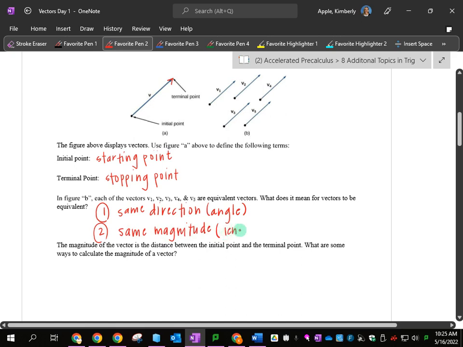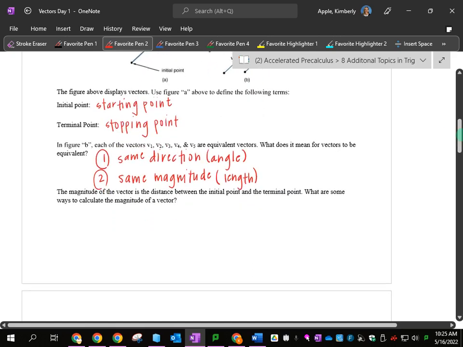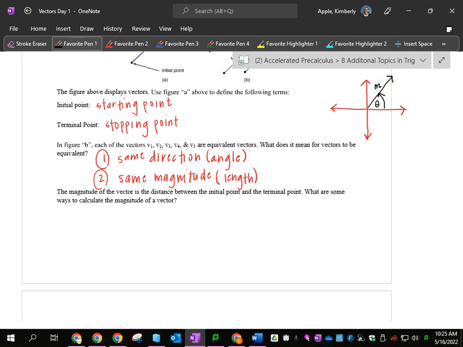Does magnitude equal size? It is the length of the side, right? So the length of the side. For example, let's say I was on a coordinate grid, and I had a vector from the origin to here. This length would be the magnitude, m, and this angle would be the direction. So this would be the direction of the vector, and the length of the vector itself would be its magnitude.